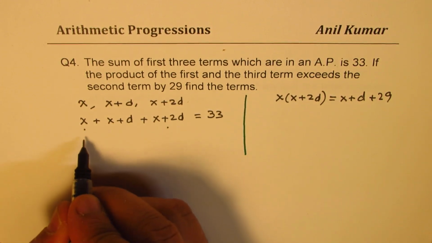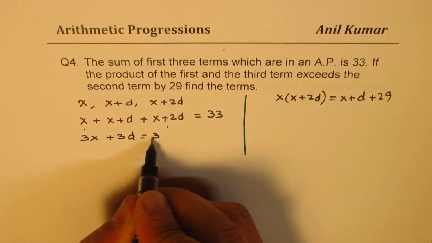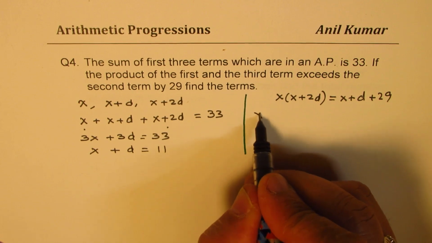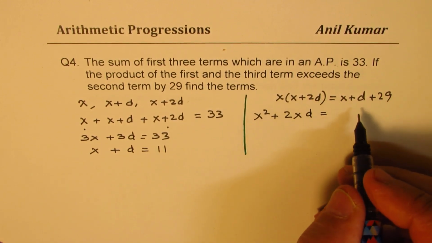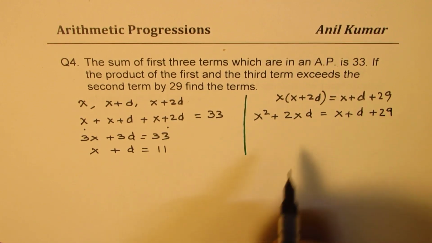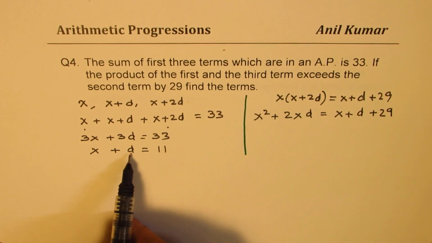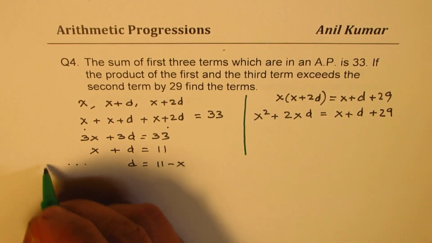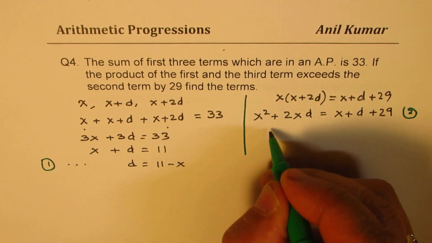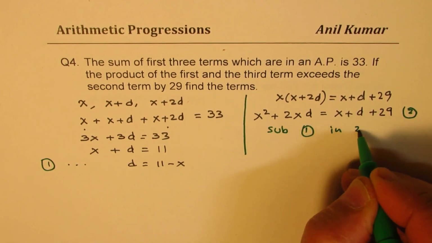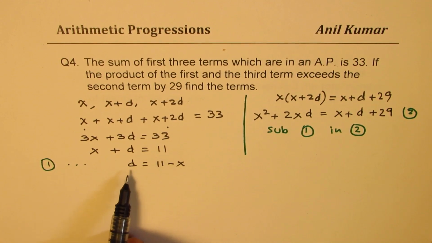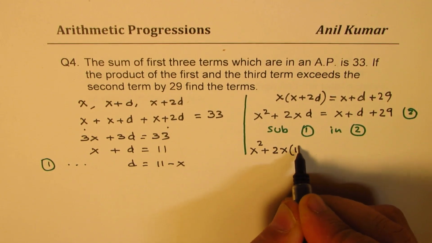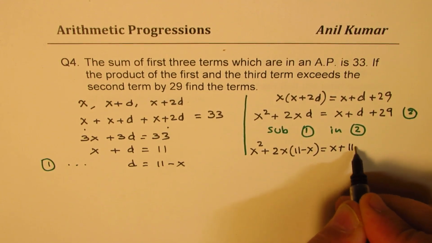So again, we have 3x plus 3d equals 33. Dividing by 3, we get x plus d equals 11, right? Now on this side, let's open, we get x squared plus 2xd equals x plus d plus 29. So we can actually do some substitution. Since we have x squared here, let's write d in terms of x. So we get d equals 11 minus x. So let me call this our equation number 1, and we are going to substitute this in 2. So we'll sub equation 1 in 2 and then solve, right? So d is 11 minus x. We have x squared plus 2x times (11 minus x) equals x plus 11 minus x plus 29.